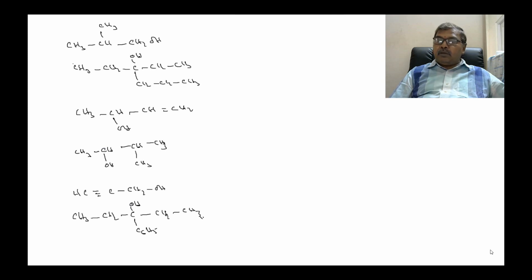Write the IUPAC names of these compounds. We should give preference to the carbon bearing the OH group. So that is why this is first carbon, second carbon, and this is third carbon. So it is 2-methylpropan-1-ol.